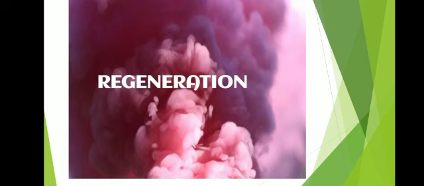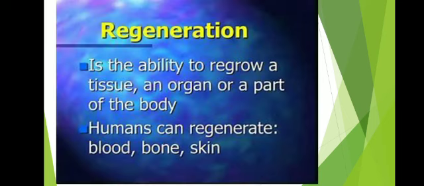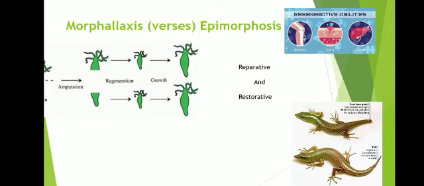Next one is regeneration. It is also one kind of asexual reproduction, and it is the last type in asexual reproduction. Regeneration is a regrowth in the injured region. Whichever place is injured, it produces that place anew, and that is regeneration. It is the ability to regrow a tissue, an organ or a part of the body. For example, in humans we have blood, bone and skin.